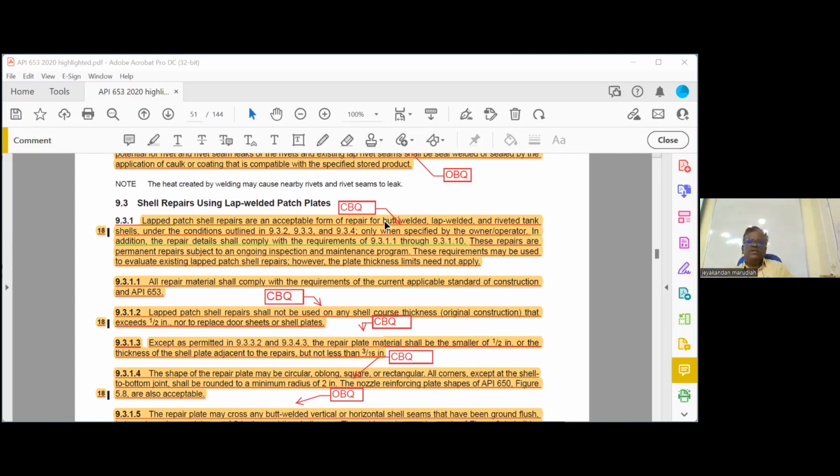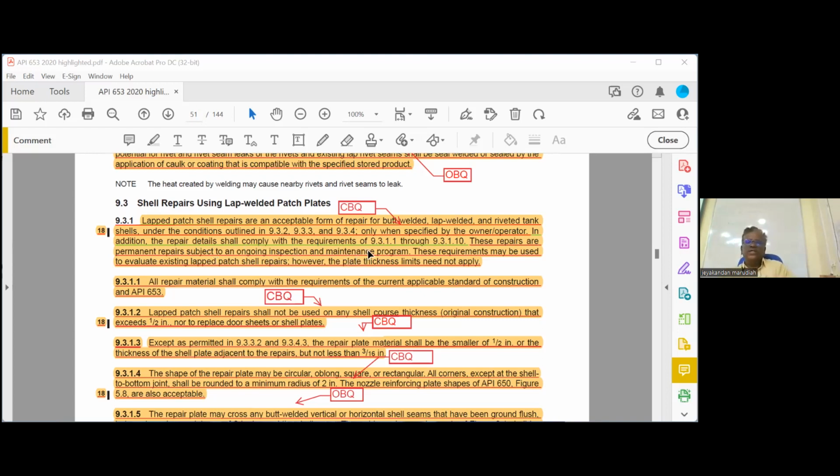Lap repair, shell repairs are an acceptable form of repair on butt welded, lap welded, and riveted tank shells under the condition of 9.3.2 to 9.3.4 only when specified by the owner operator. When the owner operator says only fillet weld patches are allowed. Otherwise, for the shell we have to go for butt weld. The next line, these repairs are permanent repairs. See, in pressure vessel and piping, a fillet weld patch is never considered permanent. They are temporary. But in a tank, fillet weld patches are permanent repairs.